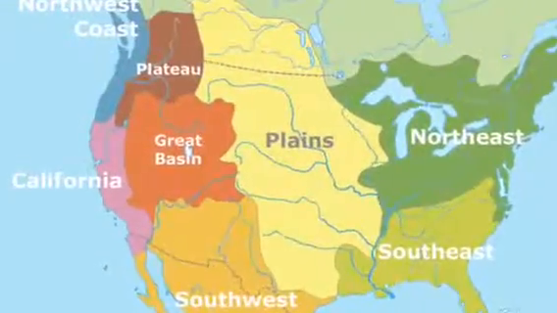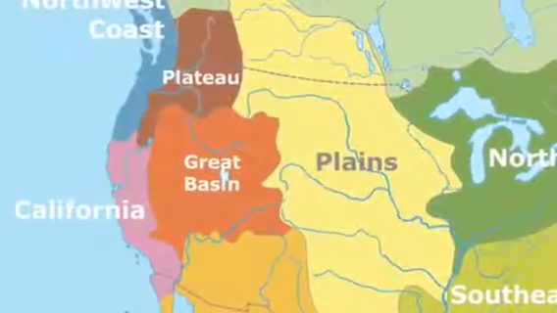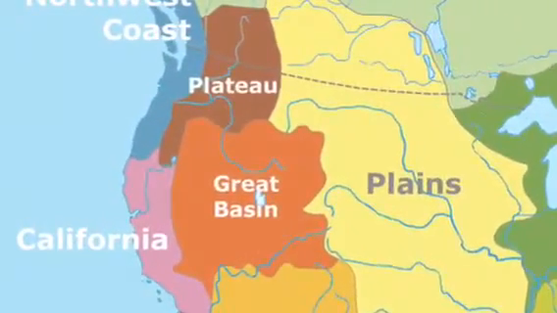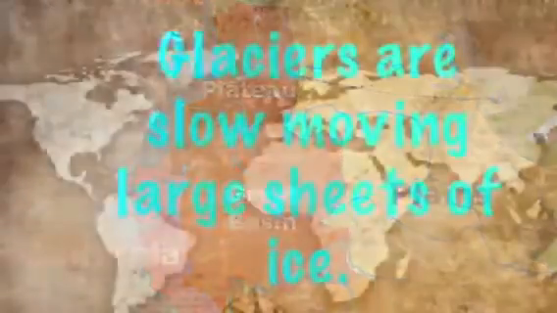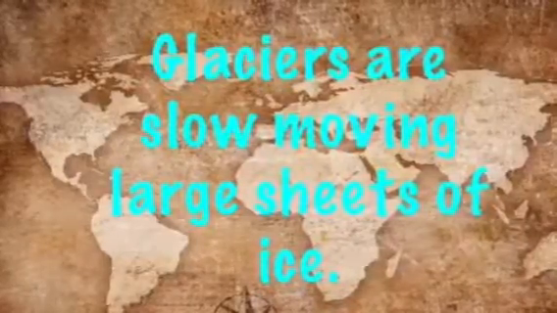North America also contains landforms specific to it. In the United States, there are many plateaus and basins. In addition to these, the United States has glaciers. Glaciers are slow-moving, large sheets of ice.